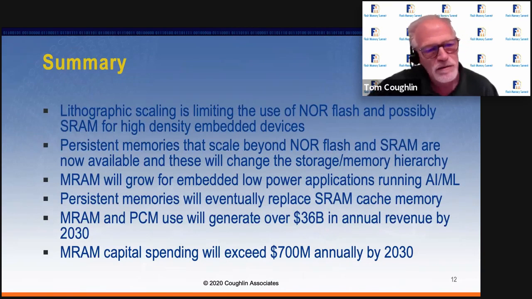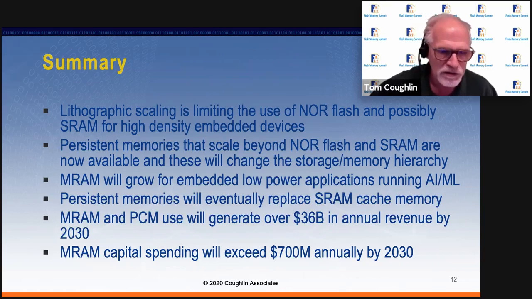So to summarize, lithographic scaling is limiting the use of NOR flash and SRAM for high-density embedded devices. Persistent memories that scale beyond NOR flash and SRAM are now available, and these will change the storage memory hierarchy. MRAM will grow for embedded low-power applications, for instance, running AI, machine learning, local inference engines. And persistent memories will eventually replace SRAM cache memory. MRAM and phase change memory use will generate over $36 billion in annual revenue by 2030, and the capital spending for MRAM will exceed $700 million annually by 2030.